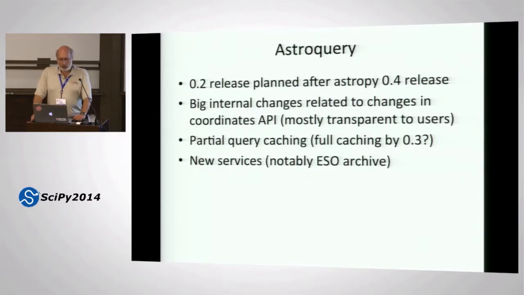So one of the things that has gotten work is AstroQuery. They're planning a release after the Astropy 0.4 release. They're basically adapting to the new coordinates API, and starting to deal with caching and things like that, and adding new services.